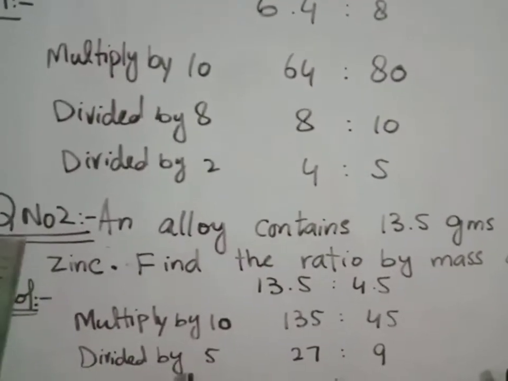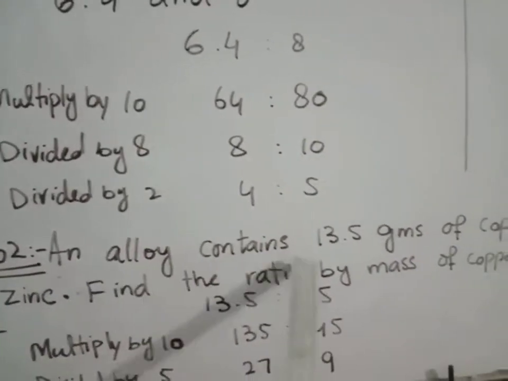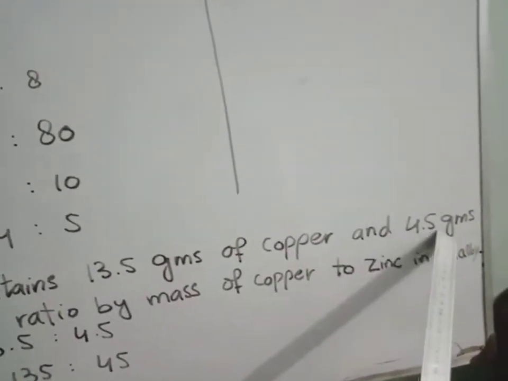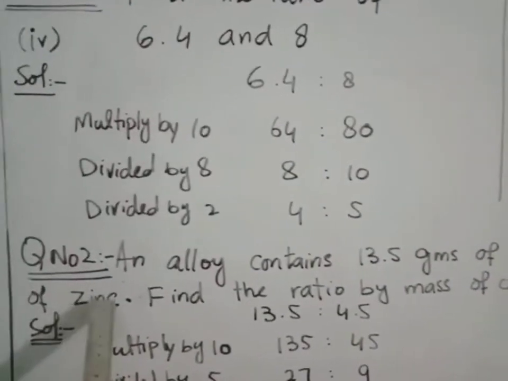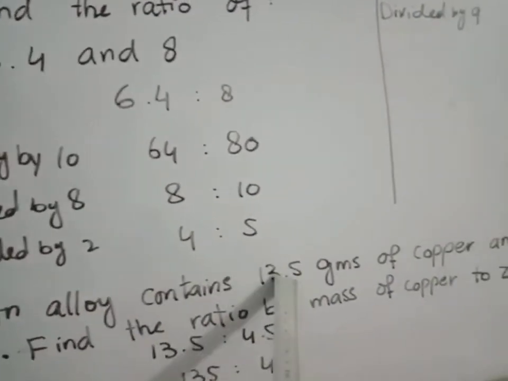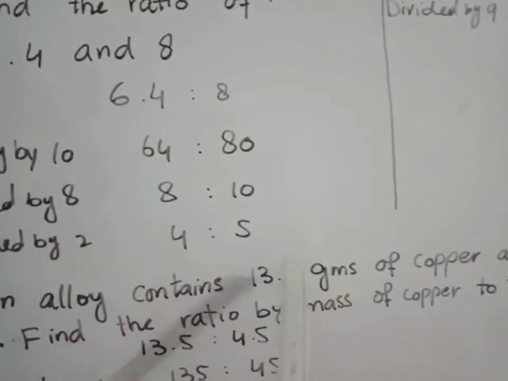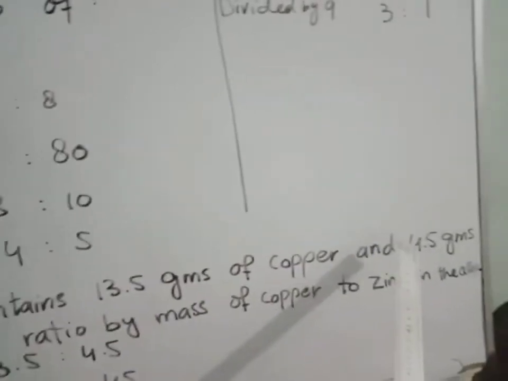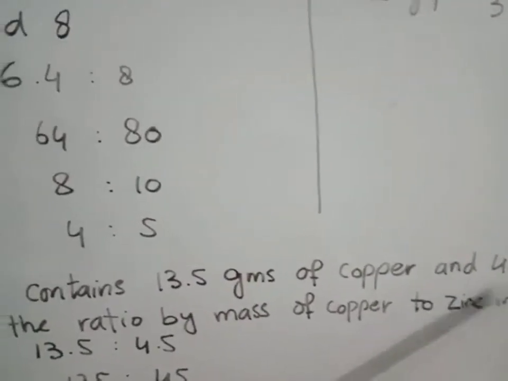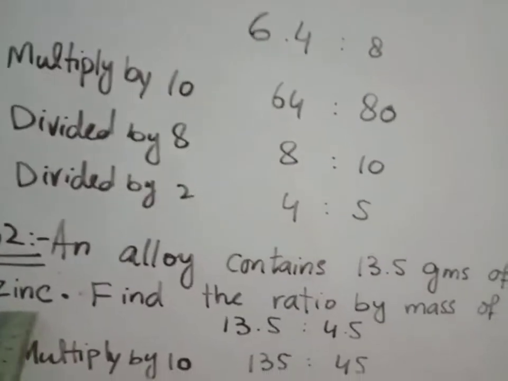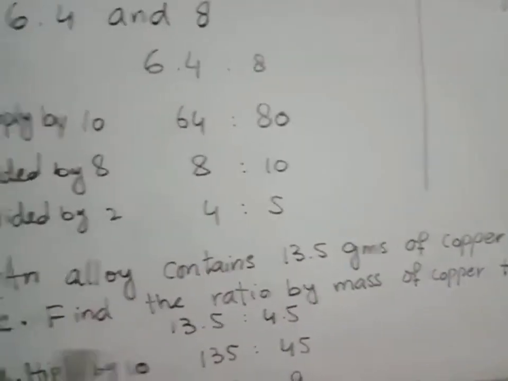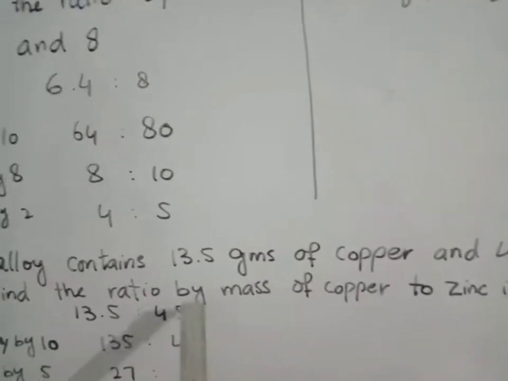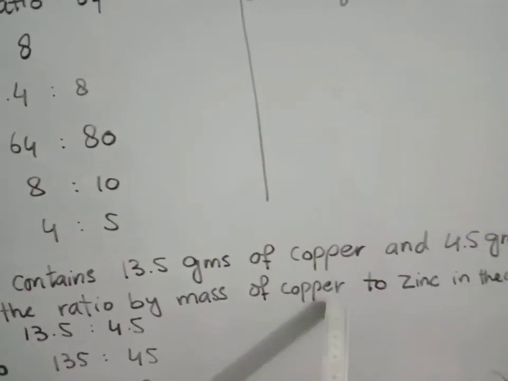Now our question number 2: an alloy contains 13.5 grams of copper and 4.5 grams of zinc. The alloy contains 13.5 grams of copper, this is the mass of copper, and here is another mass, 4.5 grams, which is the mass of zinc. So find the ratio by mass of copper to zinc in the alloy. You will find the ratio of the mass of copper to zinc.